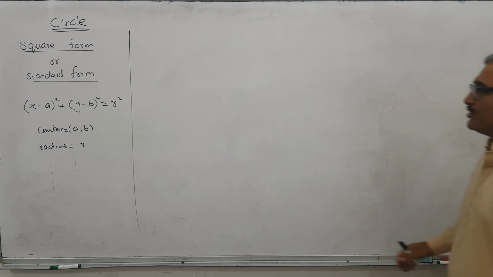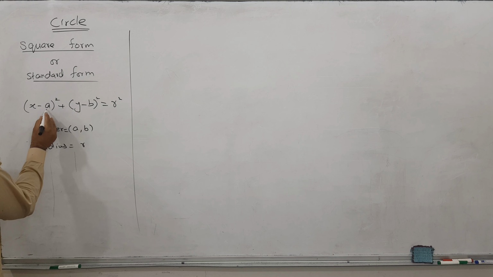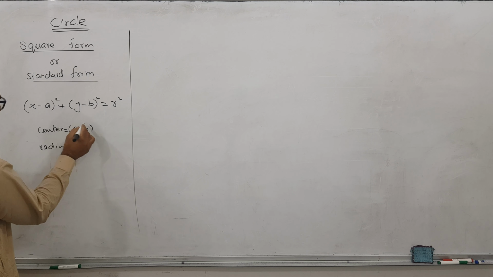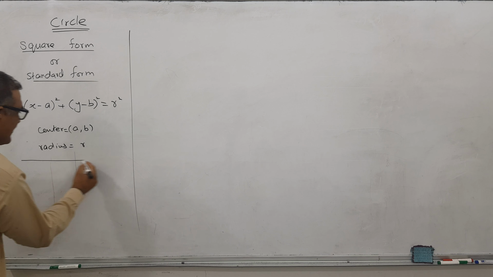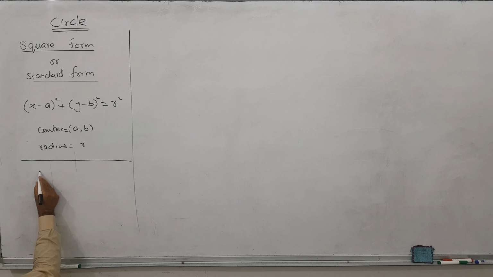So this is called square form, and the second name is standard form. And this number is called the center, and this is called the radius. But we have another form available, not square, not standard. It's called general form.